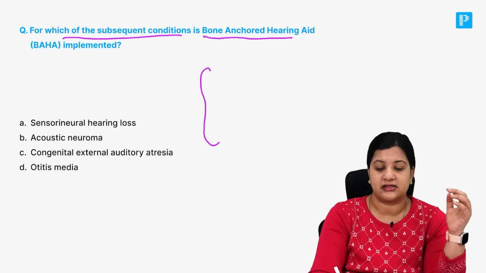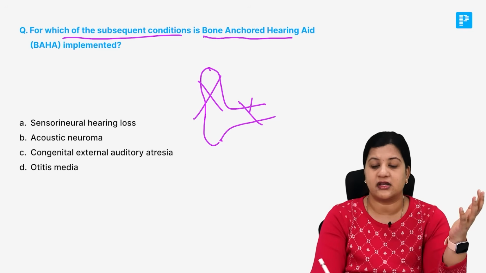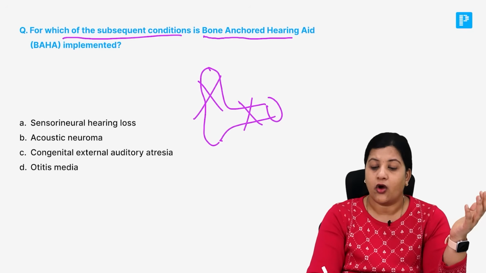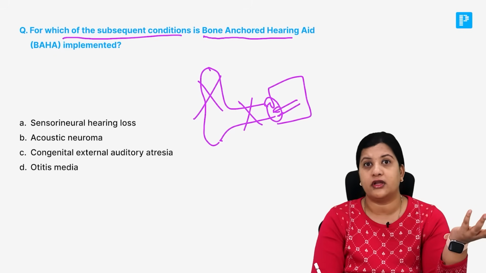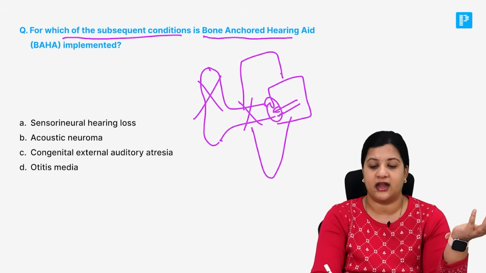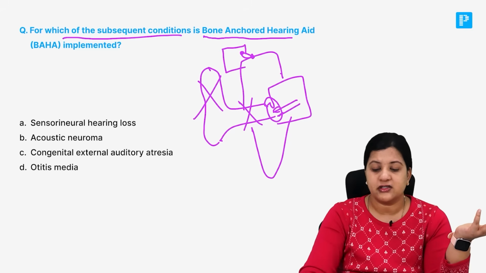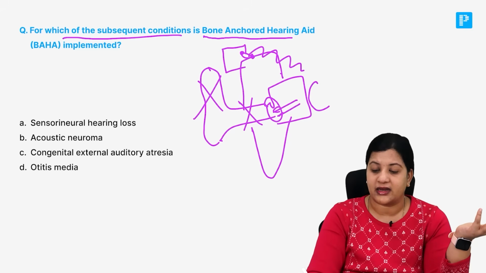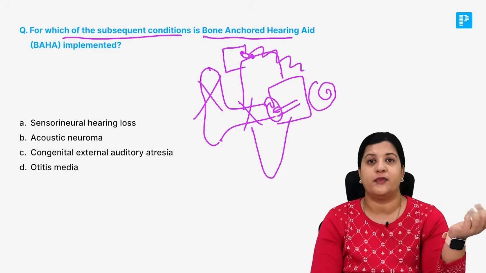Like say there is any canal atresia, there is anotia, no pinna at all, external auditory canal atresia, or if a patient has a chronically discharging ear and you cannot put a hearing aid, in such patients we put a bone anchored hearing aid where at the squamous temporal bone you put a screw and over that you put the aid, and this will transmit the impulses directly to the cochlea bypassing your external ear and your middle ear.